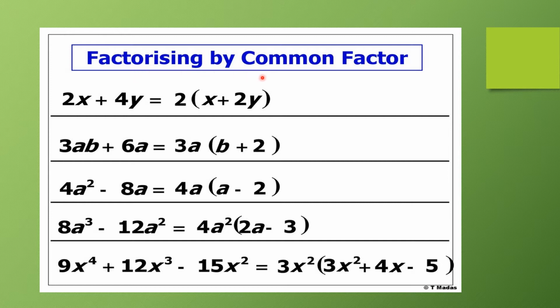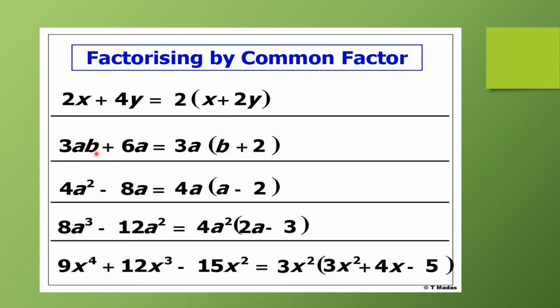Factorizing by common factor. If an algebraic expression is given, 2x plus 4y, the common factor is 2 in both the terms. We can take 2 as a common factor. The remaining are x plus 2y.